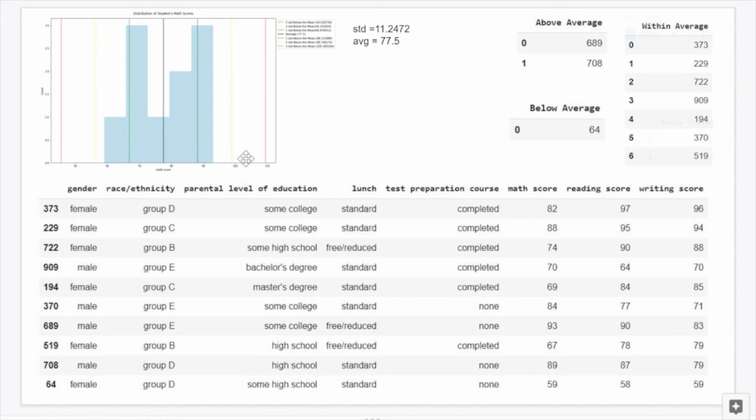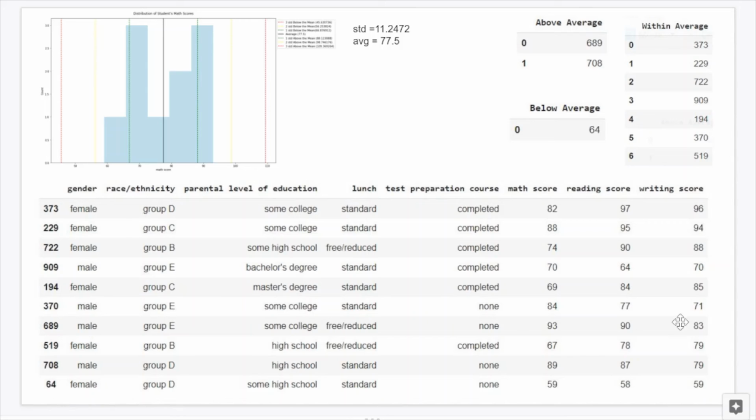Student 708 got an 89. So this student is right about here. I'm pretty sure 1 standard deviation above the mean was 88.12, so that means 89 is after that, meaning it's within 2 standard deviations above the mean. So student 708 is within 2 standard deviations above the mean, meaning the student is above average.